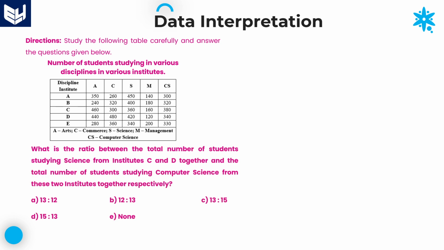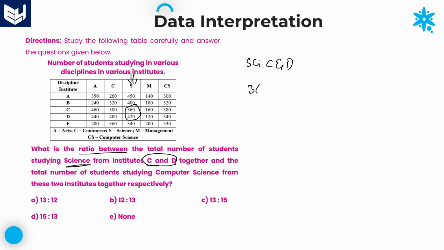See the next question. Here the question is looking lengthy, but the solution is very simple. Look at the solution. What is the ratio between, we need to calculate the ratio. Between which numbers? The total number of students who are studying science from Institute C and D together. Here we need to take the science value. Science is the third column. C and D together, that is this value. Okay. Science, C and D.